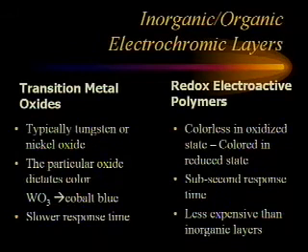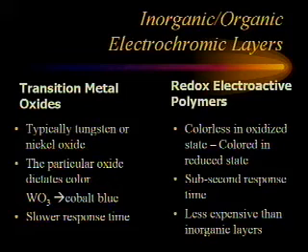I investigated 2 different types, an inorganic and an organic type. Inorganic, usually a transition metal oxide, is what the electrochromic layer is composed of. They're typically tungsten or nickel oxide. And the particular oxide is what gives you the specific color. In the case we saw, the vibrant blue color is the tungsten oxide. One of the drawbacks of using the transition metal oxides as your electrochromic layer is that it has a slow response time.